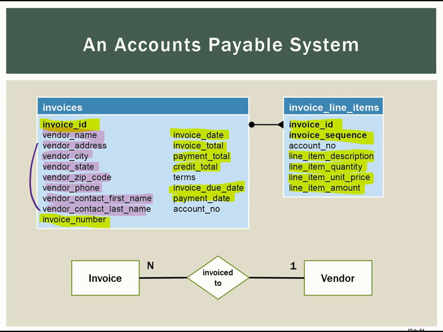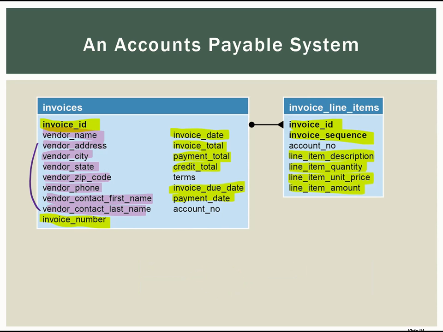Now it turns out this is why modeling is so important. If we had done an ER diagram and we saw that an invoice is invoiced to one vendor, but a vendor can have many invoices, we never would have mixed vendor attributes and invoice attributes into the same table. So the combination of good modeling and good normalization should yield pretty good tables. But these purple fields, they have to go. They're violating third normal form.